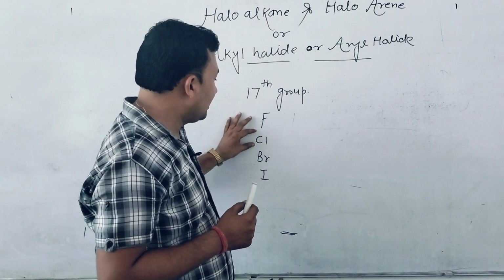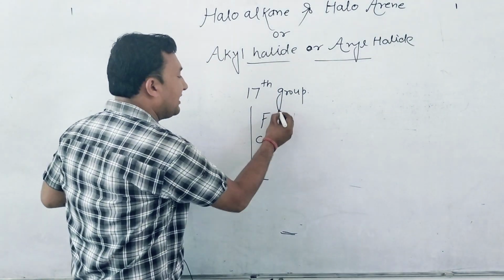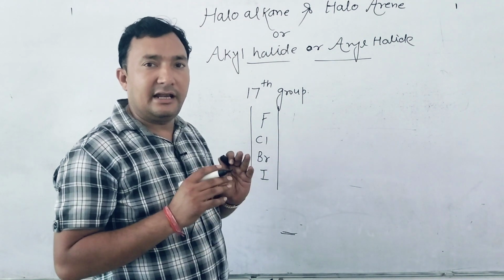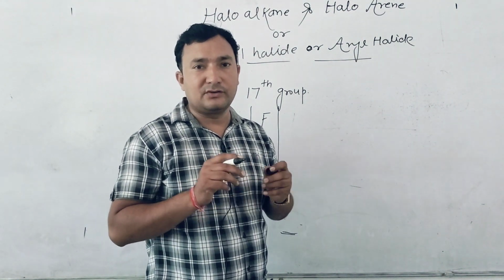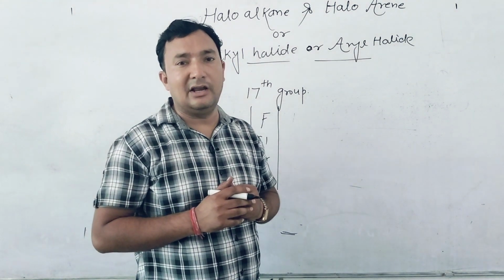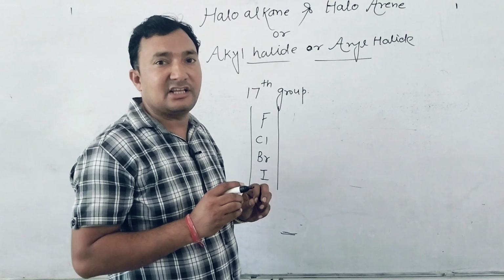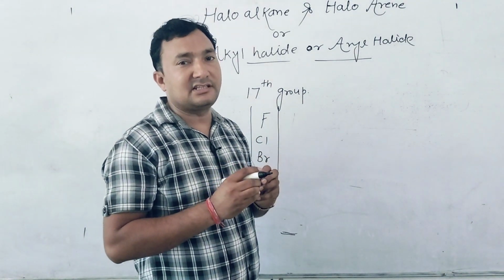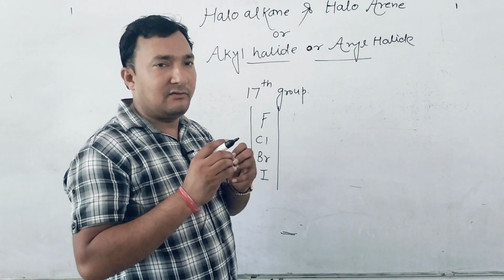So fluorine, chlorine, bromine, iodine. These 17 group elements have salt forming nature, and apart from that they also form colored vapor. Because of these two natures, they are called halogens. So fluorine, chlorine, bromine, iodine, if attached to a carbon atom, will produce haloalkanes or haloarenes. We will discuss that one by one.